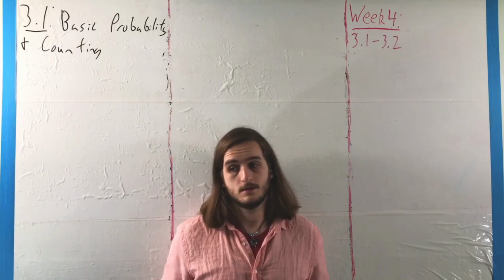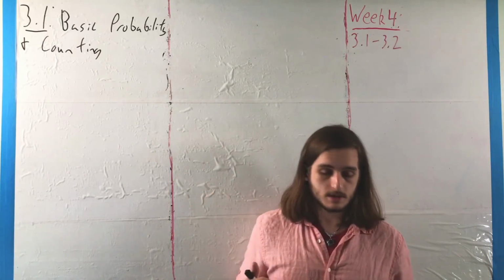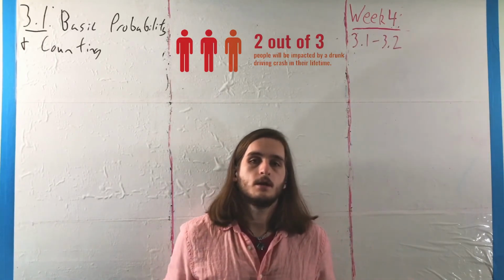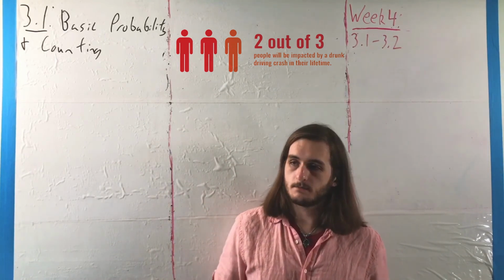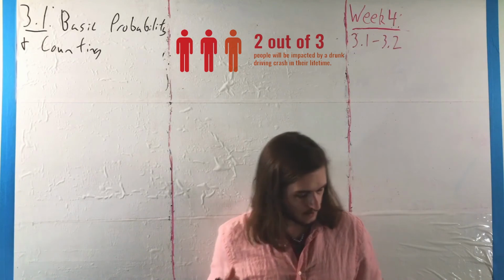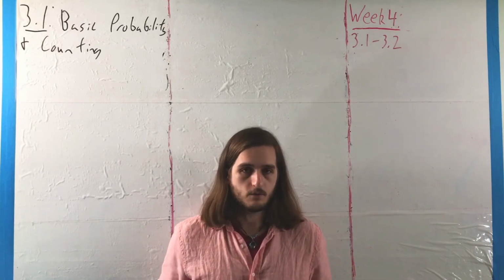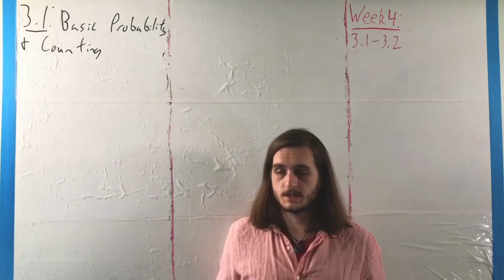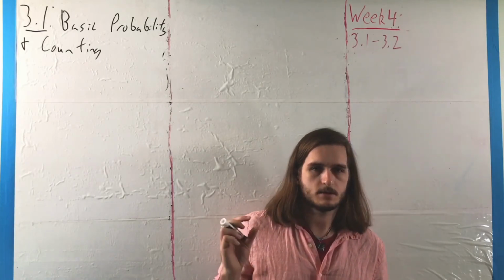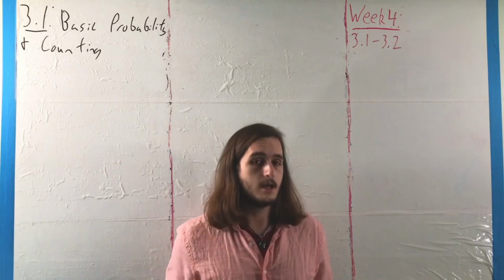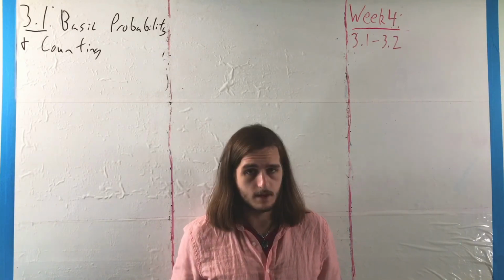Or that studies may show there is a 2 in 3 chance that you will get into a car accident with a drunk driver at some point in your life. Or that we can say the odds of rolling a 2 on a fair standard 6-sided die are 1 to 5. But I will say we're not going to talk a great deal about odds in this class. It may pop up a small amount in the homework. But in any case, that's the flavor of thing we're looking at.